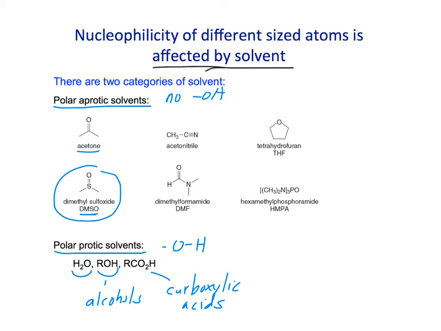Another common solvent for substitution reactions is called dimethylformamide, or DMF. And it's listed right here. This is called an amide bond. All right, so those are some of the most common polar aprotic solvents for substitution reactions.